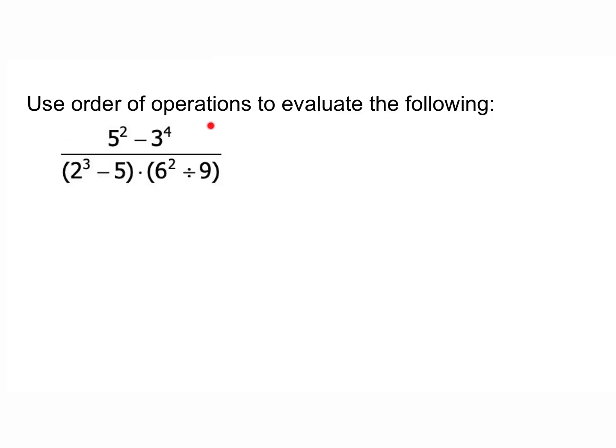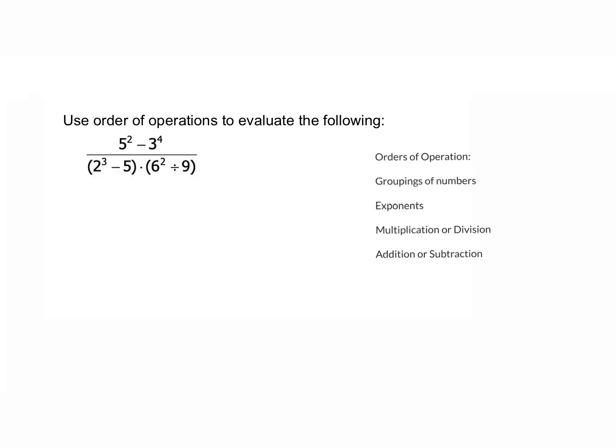Here we're going to use orders of operation to evaluate the following. Okay, so we first are going to go through our groups of numbers. We actually have here a group of numbers in these parentheses, and then we also have one in the numerator and denominator. So we're going to start with the parentheses we see. So we have 2 cubed minus 5. 2 cubed is 2 times 2 times 2. 2 times 2 is 4 times another 2 is going to be 8. So this becomes 8 minus 5, which is 3.